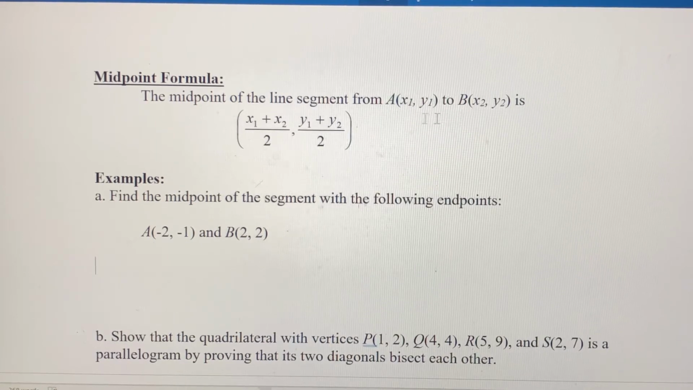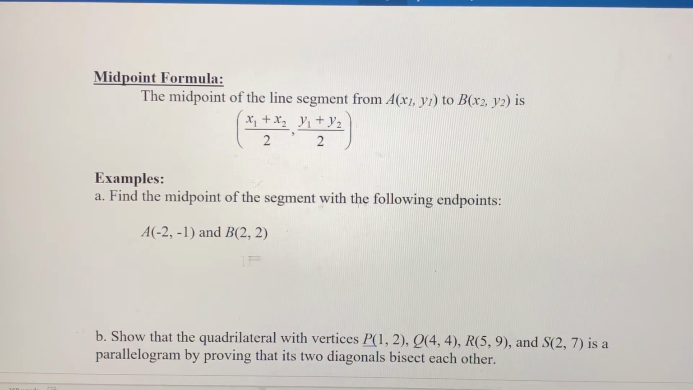So we're going to average the two x-coordinates. We're going to add those together and divide by 2. So that's going to be the x-coordinate of the midpoint. We're going to do the same thing with the y's. We're going to take the average of the y-coordinates, or add the two y-coordinates and divide by 2. Once you've done that, you've got the coordinates for the midpoint of any line segment.